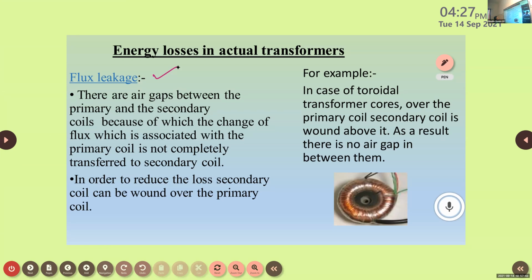One form of energy loss is flux leakage. And how this energy loss occurs due to flux leakage means there are some air gaps between the primary and secondary coil of a transformer. As a result, what happens? Because of which the change in flux associated with the primary is not completely transferred to that of the secondary coil. Due to the gap between primary coil and that of the secondary coil, the magnetic flux associated with the primary coil is not completely transferred to that of the secondary coil.